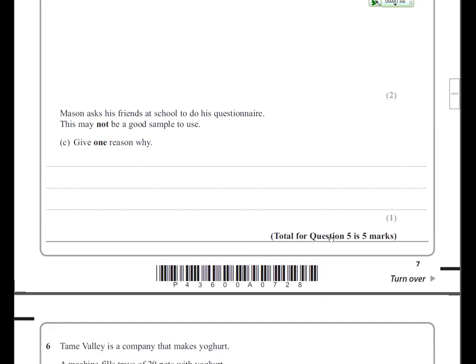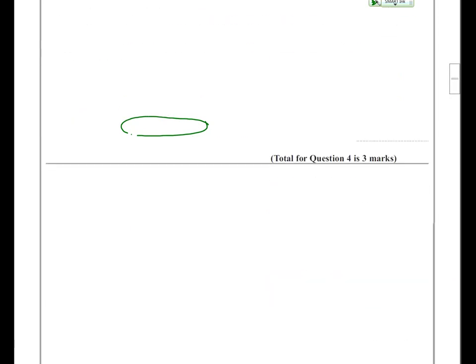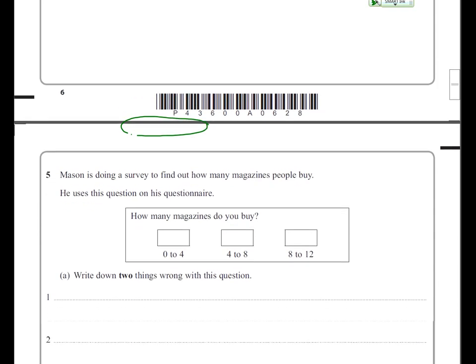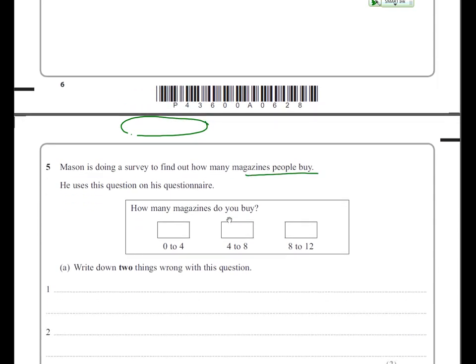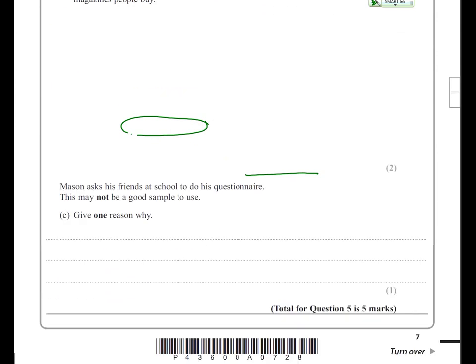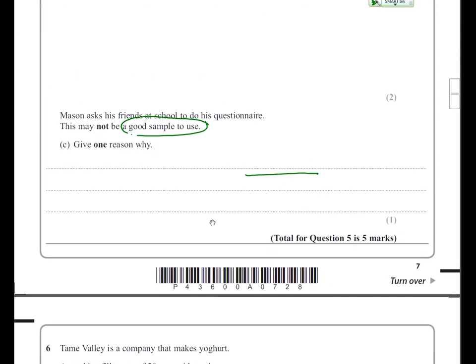Mason asks his friends at school to do the questionnaire. This may not be a good sample to use. Give one reason why. With a sample, you want it to be representative and give you information from all sorts of people that you're investigating. Now, he wants to find out how many magazines people buy in general. So he's only going to be asking certain people, a certain age range, so it's going to be biased.